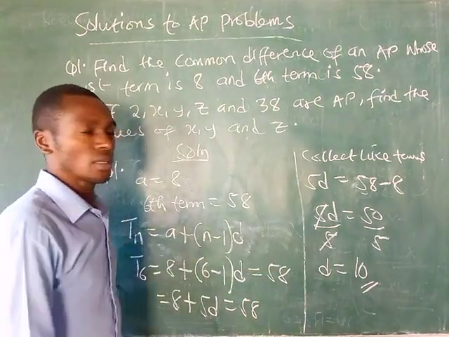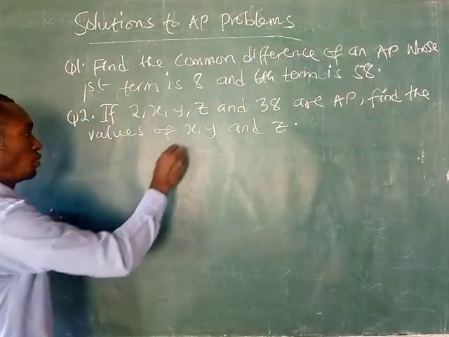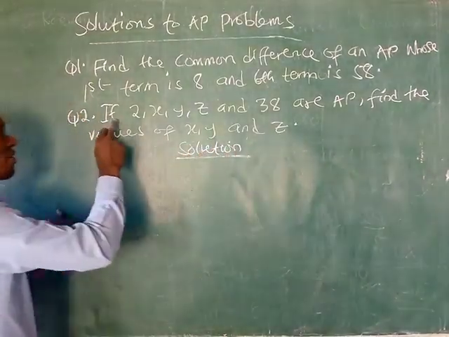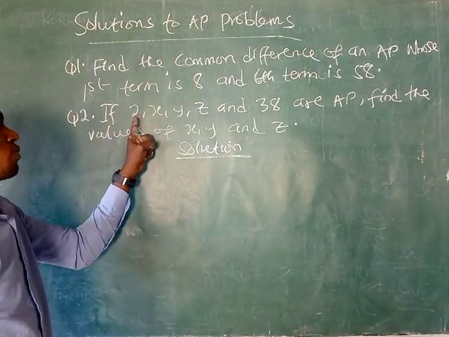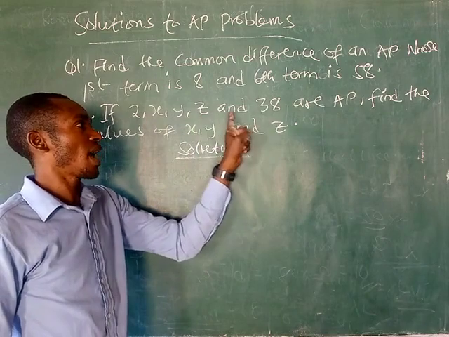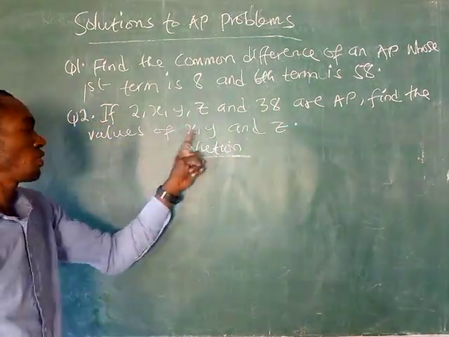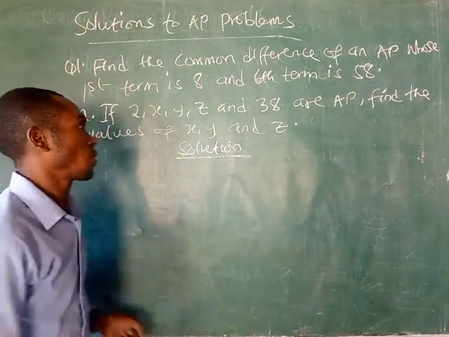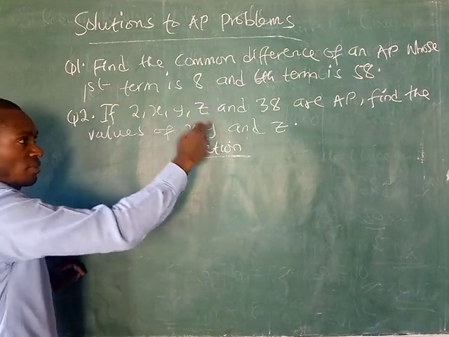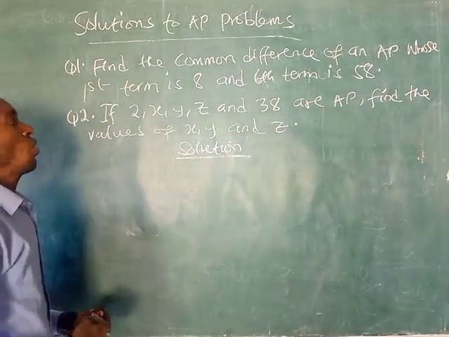Now let's look at question 2 quickly. Now we have, if 2, x, y, z, and 38 are AP, find the values of x, y, and z. So we're asked to look for x, y, and z as our question. Now, what we're going to do is this.